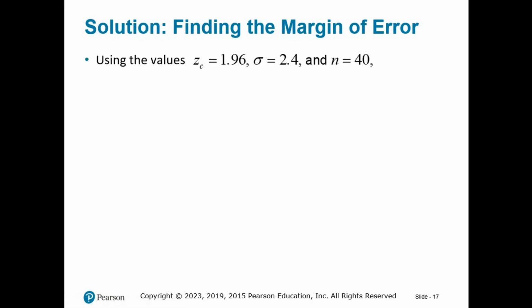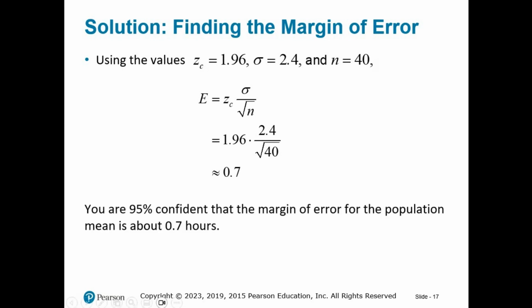We need the positive z sub c, so 1.96. We need population standard deviation, or sigma, and the sample size, which was 40. So plug the values in and see what you get. You should have gotten about 0.7. The way you can interpret this is that you are 95% confident that the margin of error for the population mean is about 0.7 hours.